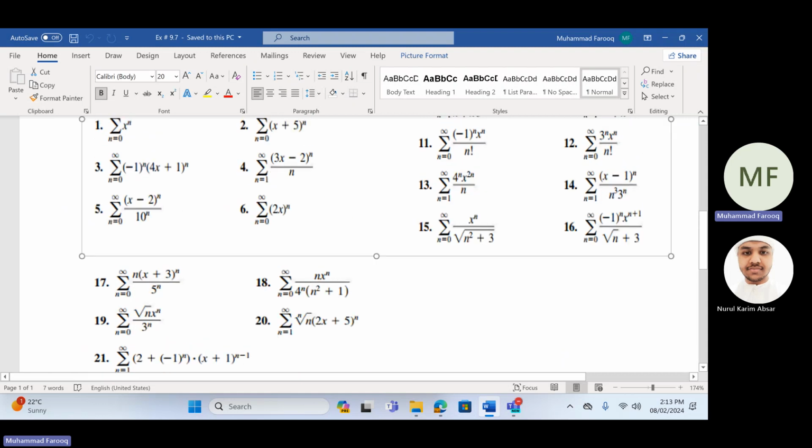Question where we have to make some square. I think 13. Okay, please try 13. Just try 13, please. 4 power n, x power 2, and divide by n.